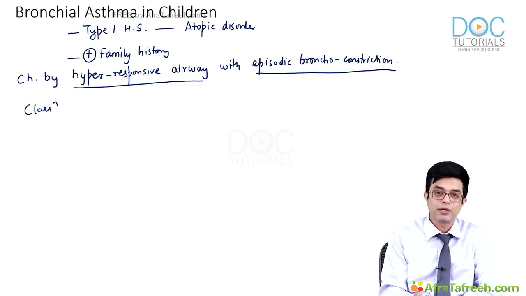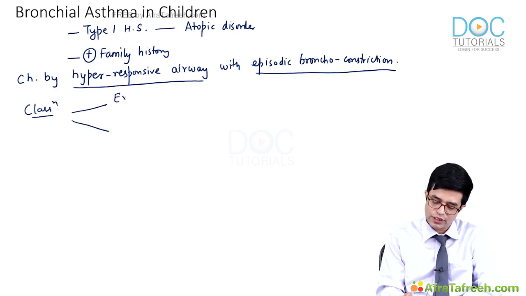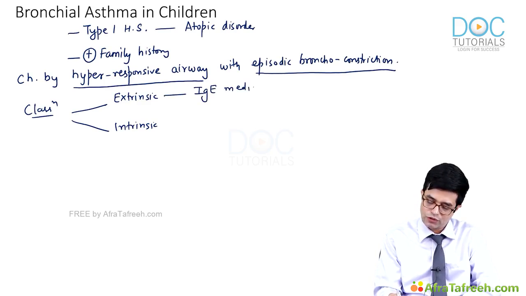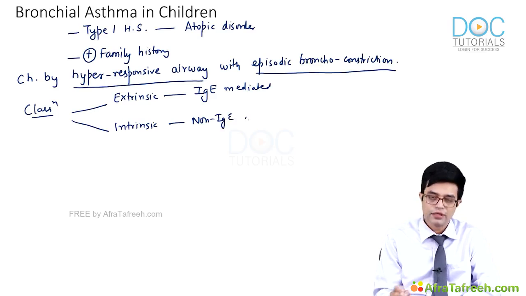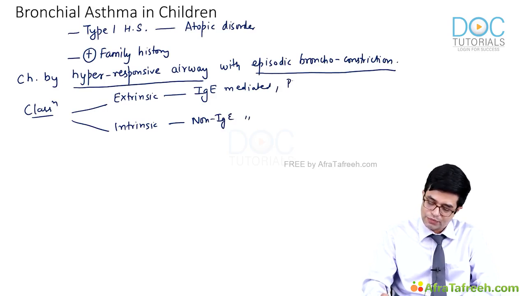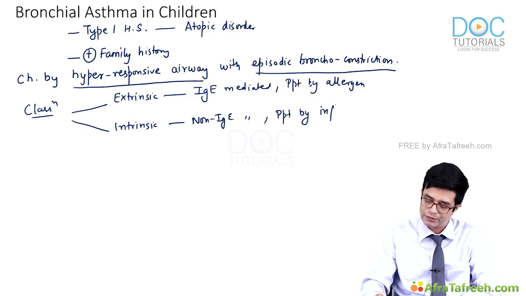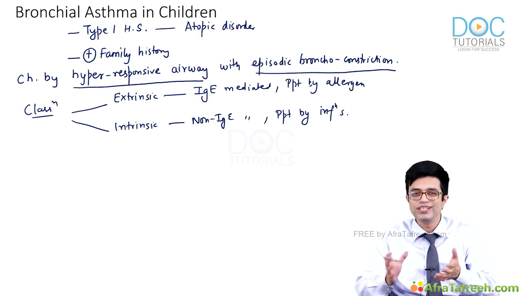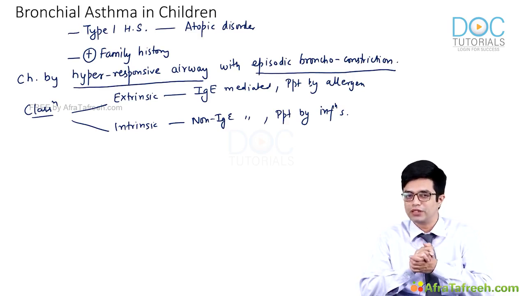Classification-wise, in children, bronchial asthma can be divided into two types. You can have extrinsic bronchial asthma and you can have intrinsic bronchial asthma. The extrinsic disease is IgE mediated, that is, the immunoglobulin E levels will be high, and intrinsic is non-IgE mediated. Extrinsic disease, the acute attack is precipitated by allergen exposure. Whereas intrinsic disease, the acute attack is precipitated by infections in the body. It may be simply a viral infection. Practically speaking, it is very difficult to distinguish a child with extrinsic versus intrinsic, and overall management remains virtually the same. These are more of an academic thing which you need to remember rather than a practice thing.